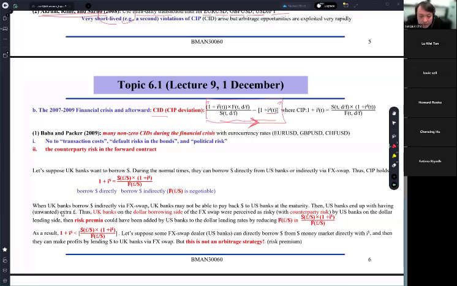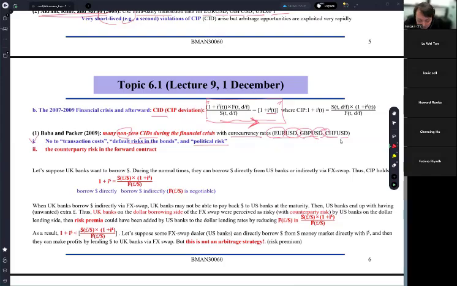Now, Baba and Pecker said they find many non-zero CIP violations during the financial crisis, even in the Euro USD case, GBP USD case, Swiss franc USD case for G10 currency developed markets. And since they use the Euro currency rate like LIBOR, you don't have to worry about default risk as before, or political risk, because it is issued by a group of similar banks. And they said, if taking into account bid and ask spread, you still find CIP violations.